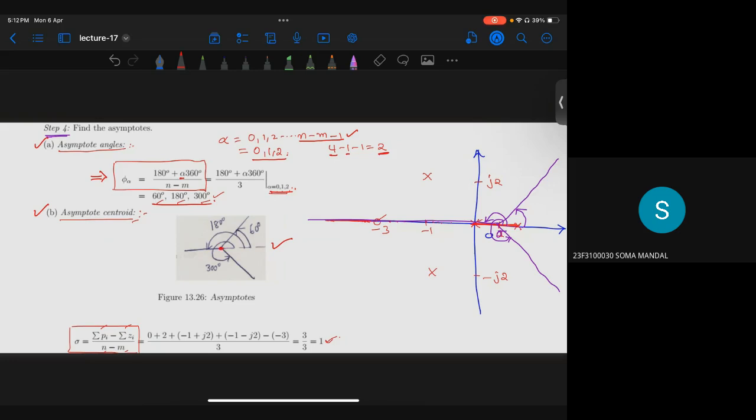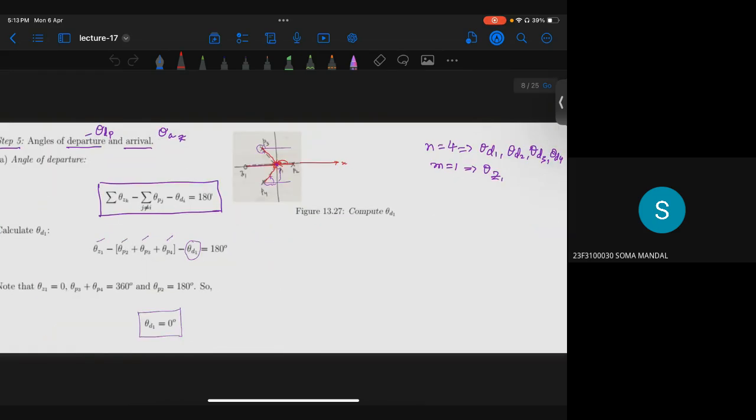This is the centroid: summation of the poles minus summation of the zeros, divided by n minus m. So you get 1. That is the one value. From there, you draw these three angles in these directions anti-clockwise. Is it clear? Any doubts? These lines are called the asymptotes.